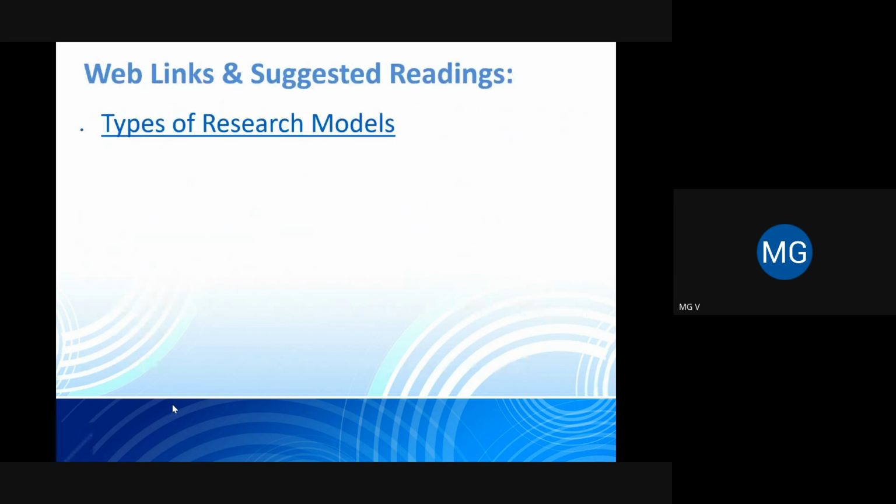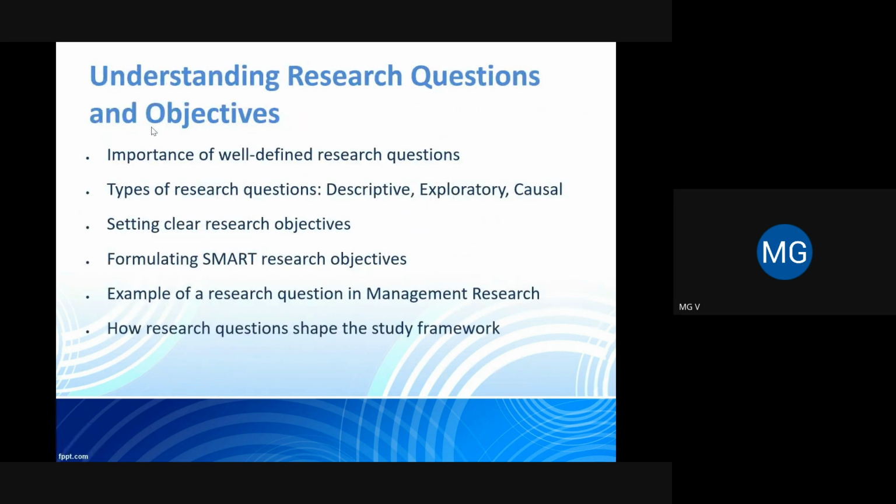Revision is also important. Understanding research questions and objectives, where we have gone through the importance of well-defined research questions, types of research questions: descriptive, exploratory, causal. Causal is from cause and effect relationships.